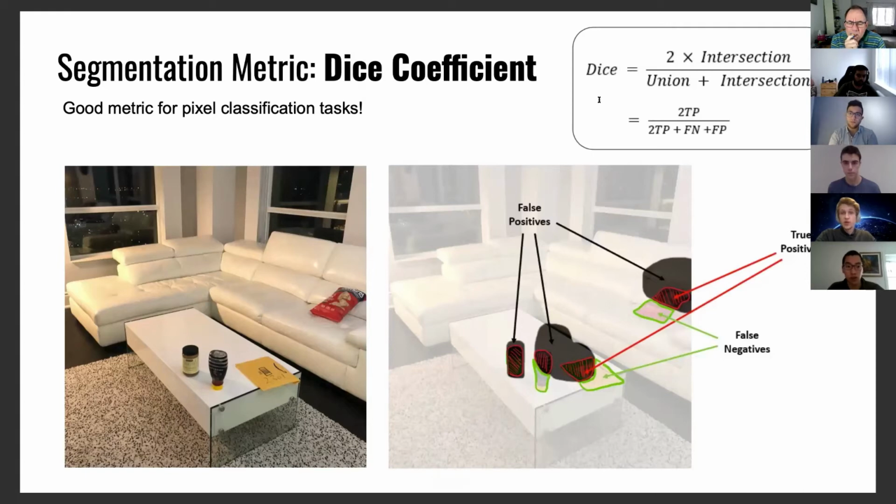Now, we also needed a quantitative way of measuring the performance of our segmentation. So we used the Dice coefficient, which is essentially the ratio of the intersecting pixels between the two images over the total number of pixels.